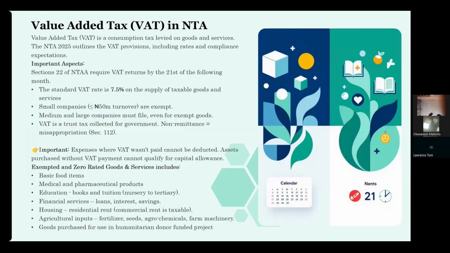Now, another important tax, which I believe everyone should know, is the value added tax. I believe we've all heard of value added tax, VAT.